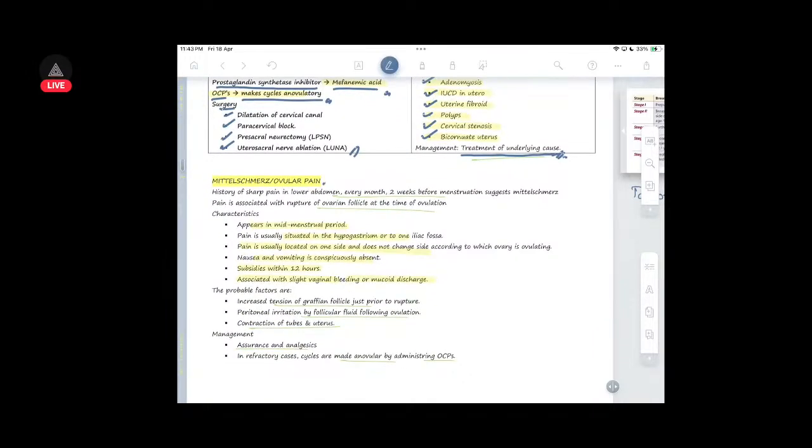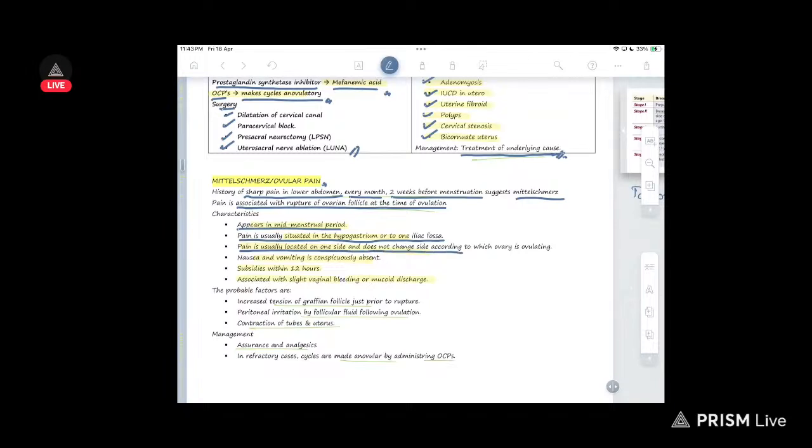Then you have mittelschmerz, or ovular pain, which is a history of sharp pain in the lower abdomen every month, 2 weeks before menstruation, associated with rupture of the ovarian follicle at the time of ovulation. Characteristically, it appears in the mid-menstrual period. The pain is usually situated in the hypogastrium or in one iliac fossa, and is usually localized on one side and does not change side according to which ovary is ovulating.